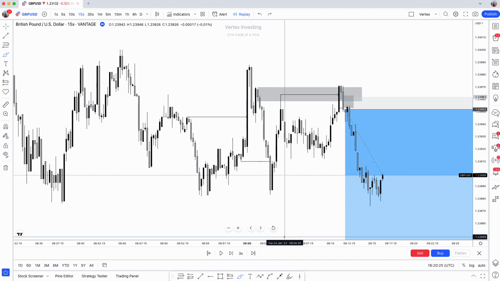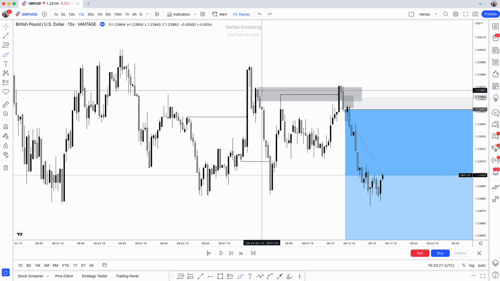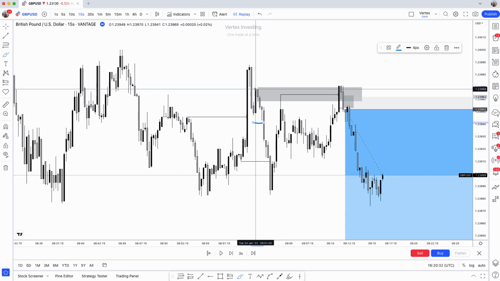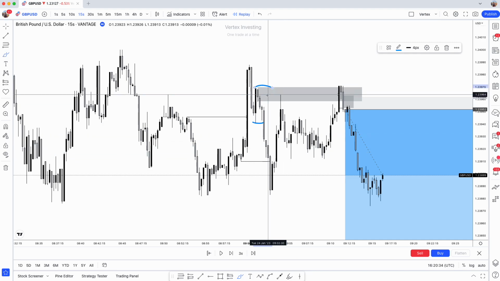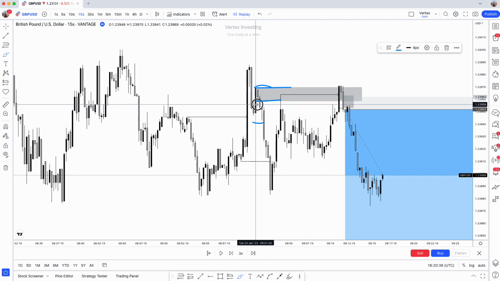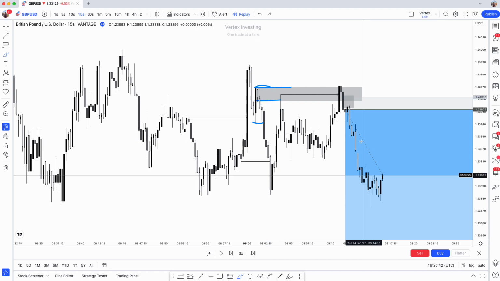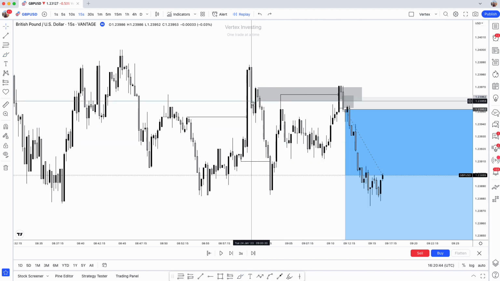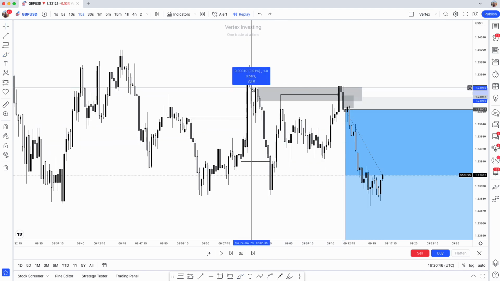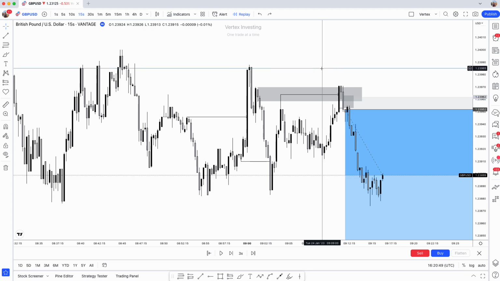But then once we have that, it was literally the idea of identifying the POI. So here was the OB that caused that break. In terms of refinement, I refined it at the point where we have the imbalance, which is between this candle and this wick here. So we have imbalance here as the refinement. For me, that point of refinement, it was only a pip. Usually 2 pips is okay with me.